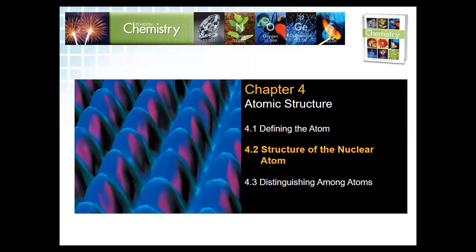So, from its name, the nuclear atom, we are talking about the subatomic particles, or the structure of the atom from inside. We talked about the size, we talked about the models from the scientists about the atom, but now we are going to start to get more involved inside.